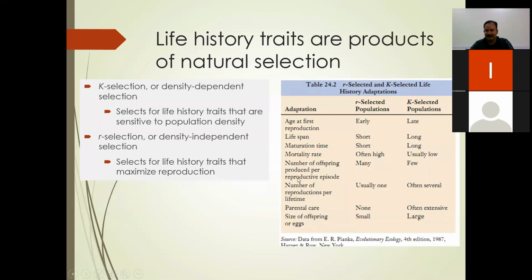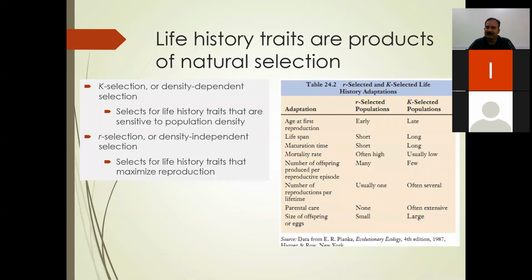The number of offspring produced per reproductive episode is many in r-selected, and few in K-selected. The number of reproductive episodes per lifetime is usually one, and in K-selected, often several. Semelparity in the case of r-selected, and iteroparity in the case of K-selected. Parental care in r-selected is none, and in K-selected populations, it is often extensive. The size of offspring or egg in r-selected is small due to less yolk, whereas egg size in K-selected populations is large.